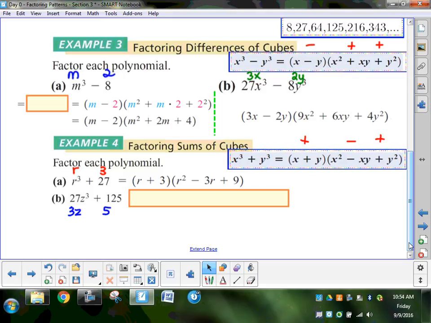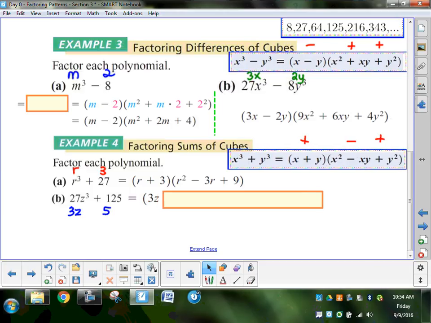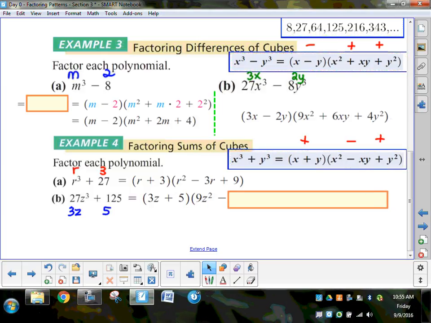All right, so Taylor P., what did you get as your binomial factor? There you go. And Will C., what did you get when you did your trinomial? I got 9z squared minus 15z plus 25. Perfect.